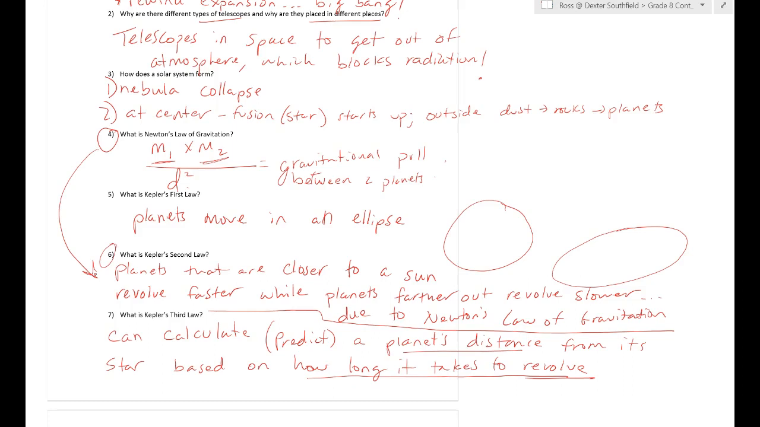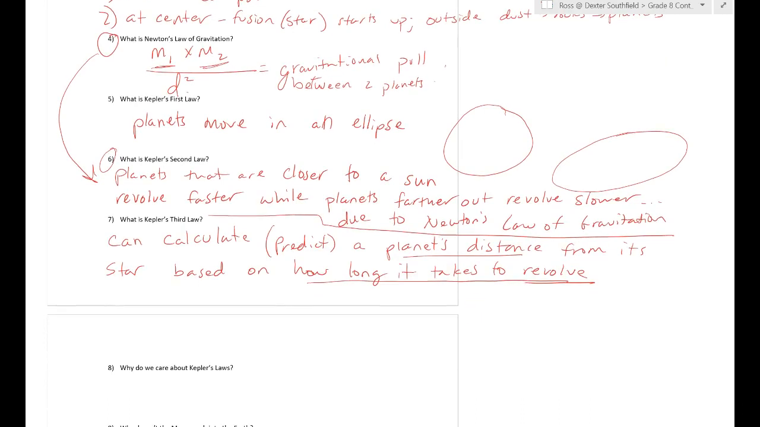We just need to understand what he's able to draw and able to calculate and able to predict from this. So if we know how fast a planet goes around its sun, how fast it revolves, then we can predict how far away it is from that star. So now you might be thinking, okay, great, we've figured out that planets move in an ellipse, that they revolve faster if they're closer and slower if they're further, and therefore we can predict distance from a star based on revolution around a star. Who cares?